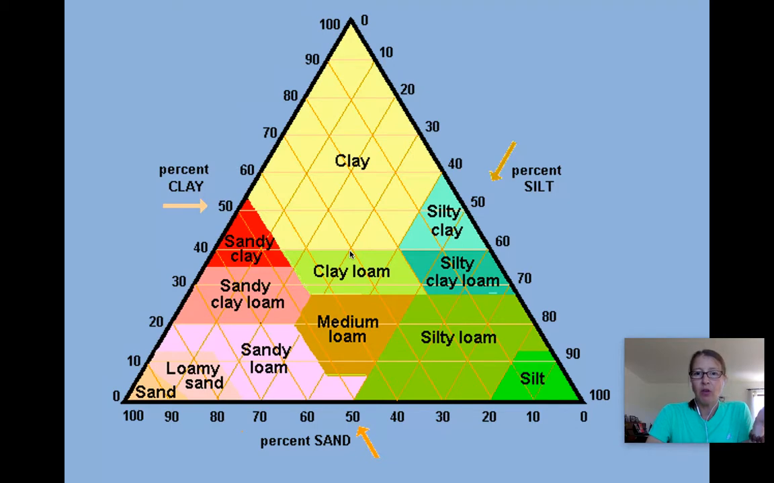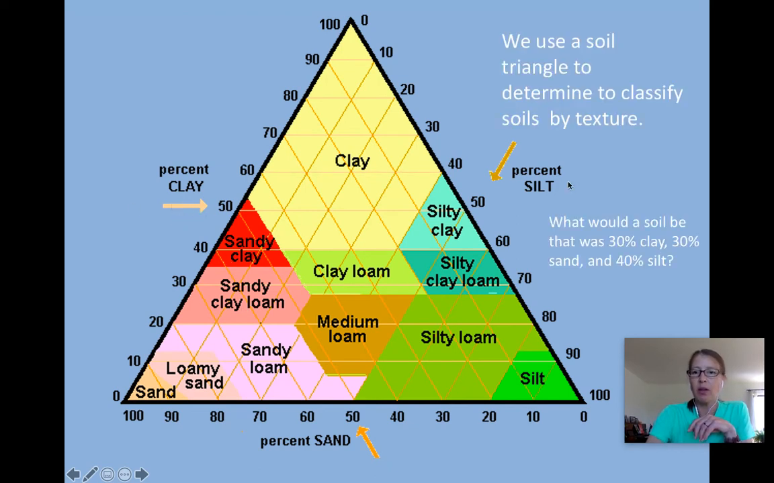All right. So these are the components of any soil. There's going to be some clay, there's going to be some sand, and there's going to be some silt. And then what you end up getting are all these different classifications of soil. If you were to look at a soil that is 30% clay, 30% sand, and 40% silt, you'd use this soil triangle to make some comparisons.